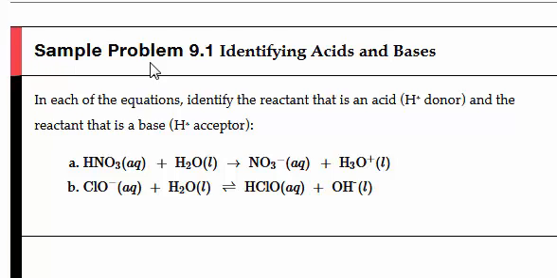Let's look at sample problem 9.1 where we are identifying acids and bases, and specifically Bronsted-Lowry acids and bases. We have two reactions here, and in each equation identify the reactant that is the acid or the proton donor and the reactant that is the base or the proton acceptor.